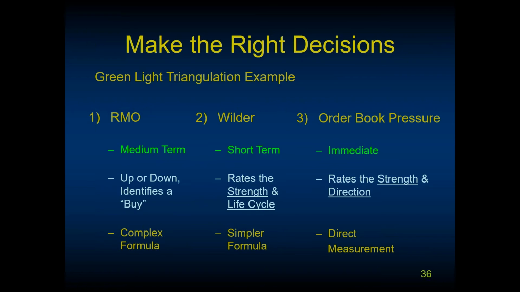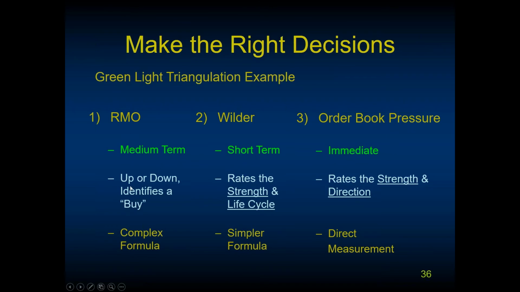These three indicators each do something different. RMO is kind of medium term, Wilder trends are short term, and the OBV, order book pressure, that's really immediate. So we're basically ratcheting down the time factor here on what looks good: medium term, short term, and immediate. And they add up and support each other.